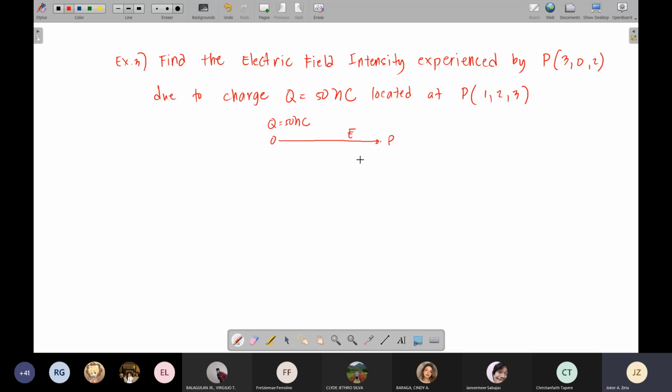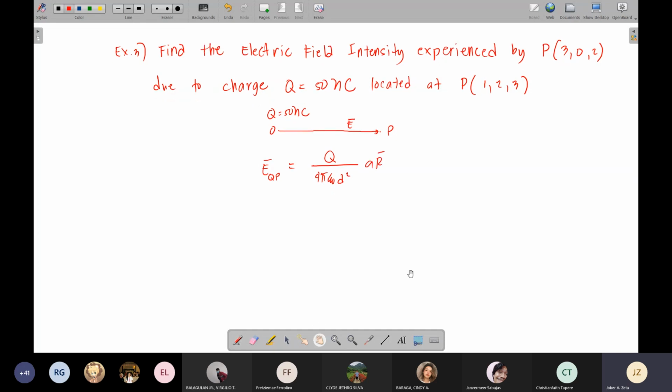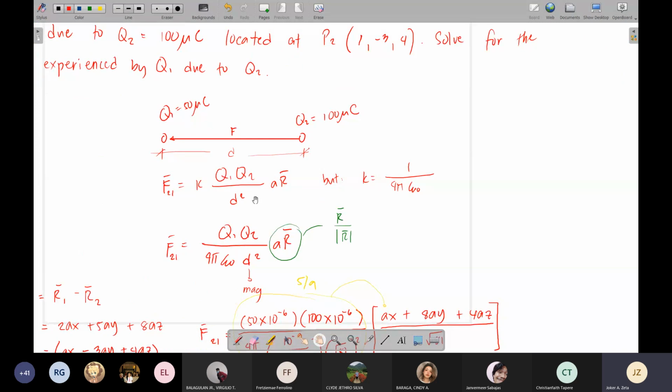So therefore, the problem has stated directly what would be the direction of your electric field intensity. Therefore, your electric field intensity would be from the charge going to the point. So that would be charge Q over 4 pi epsilon sub 0 with the distance squared times the unit vector. Okay? So unsaon pag-solve ang electric field intensity? Again, same ra gyud gihapon sa pamaagi sa Coulombs law.